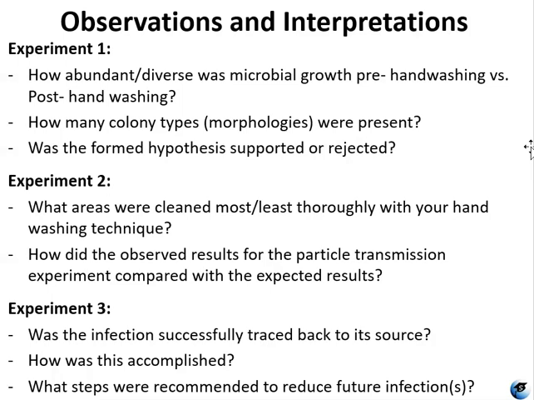For experiment 2, you're going to be looking at your hands after Glo Germ and what areas did you miss? How could you improve your hand washing technique? How did the particle transmission compare to what you expected to happen? And for experiment 3, were you able to successfully trace back the infection to its source? And how did you do it? You need to be specific about the steps. So again, make note of the steps that you're taking and the clues that you get. What were the recommendations for reducing further infections in the future?